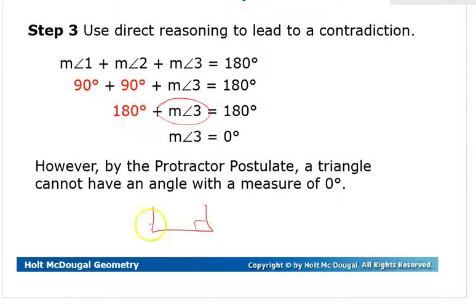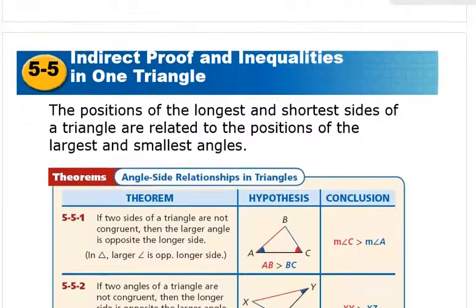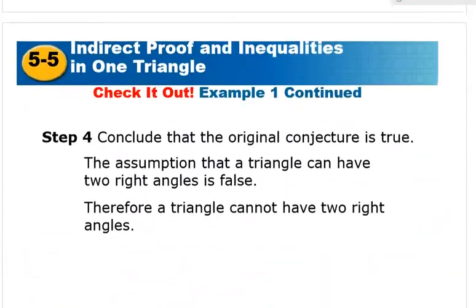Or you could do this drawing here and say, hey, no, not happening. That would be a box. That can't be a triangle. You can't connect those. Okay, so moving on. So that's an indirect proof.